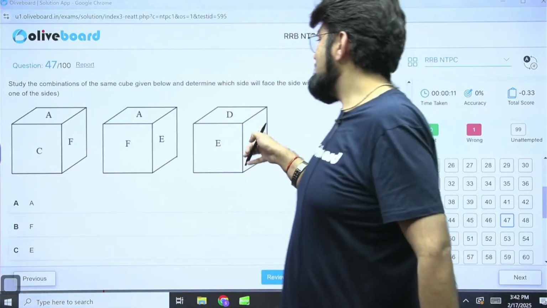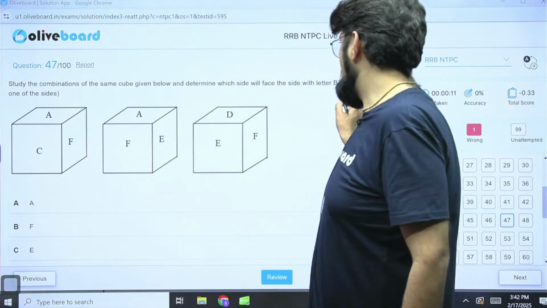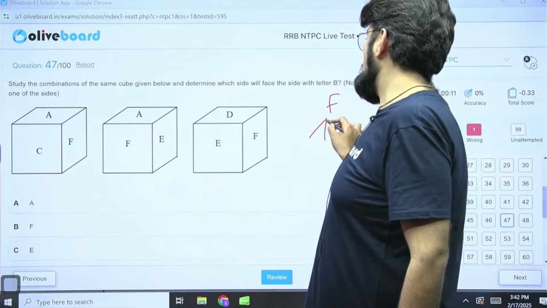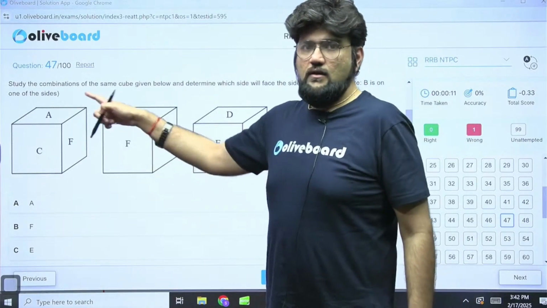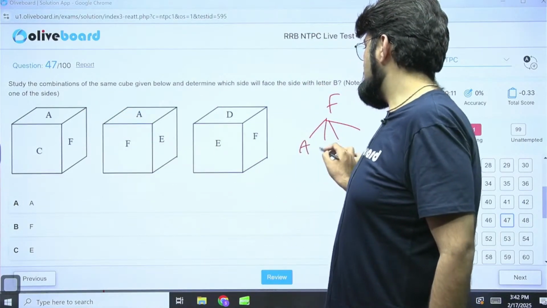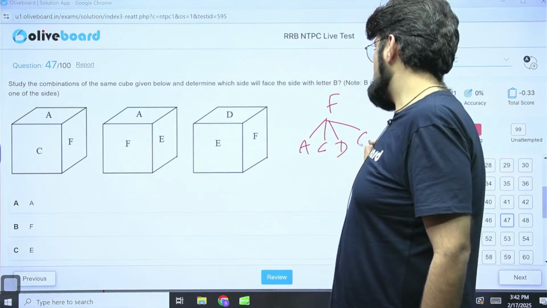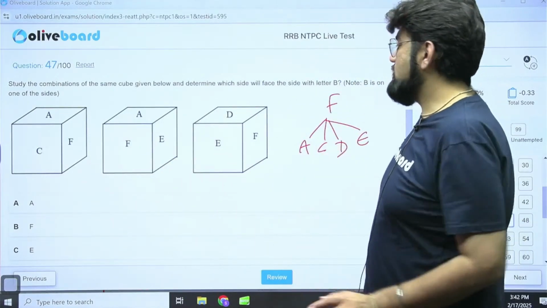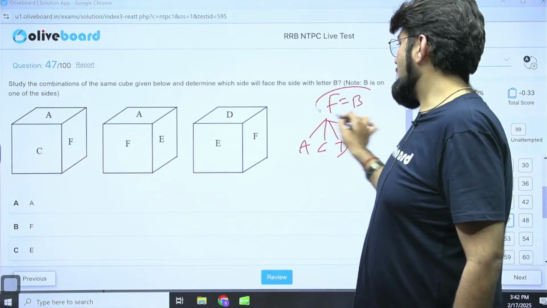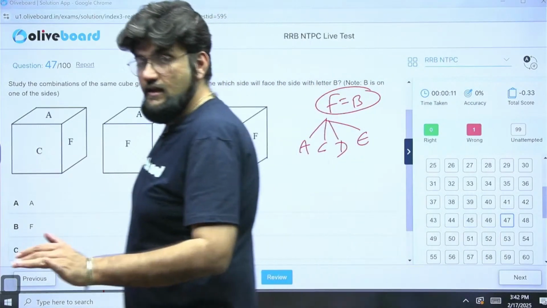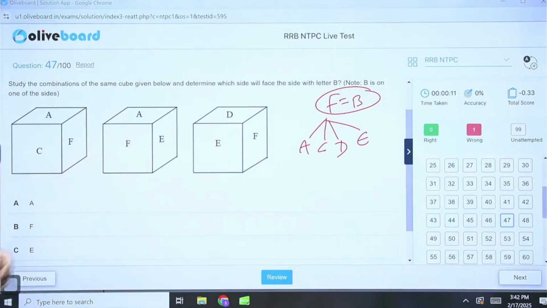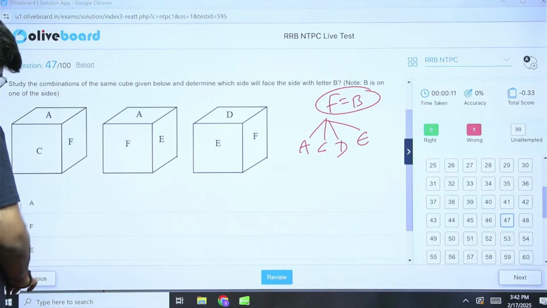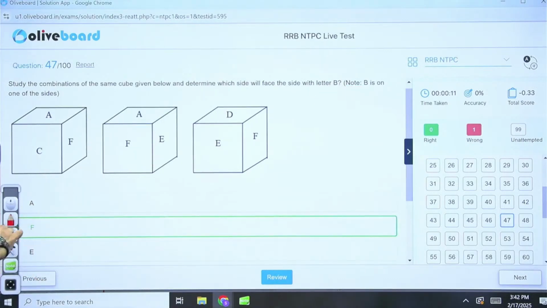Or you can see that F is common in all three faces. So you can have F here and see what all faces are adjacent to F. So I can see an A with F, I can see a C with F, I can see a D and I can see an E. That's all in all these three faces. There is only one thing in the options which is not there, that is B. So for F, we have the opposite figure as B. Similarly, for B, we'll have the opposite figure as F. So option B is the right answer. Option B, F becomes the correct answer.